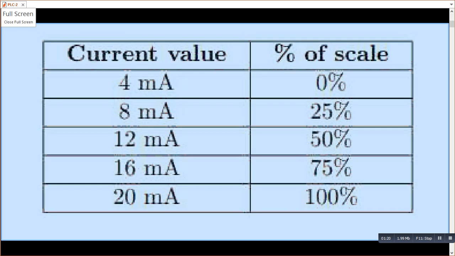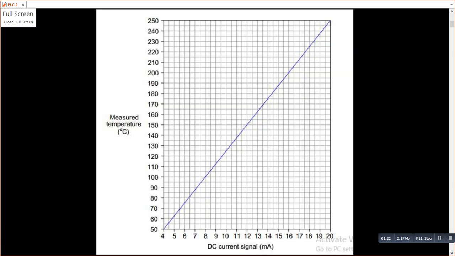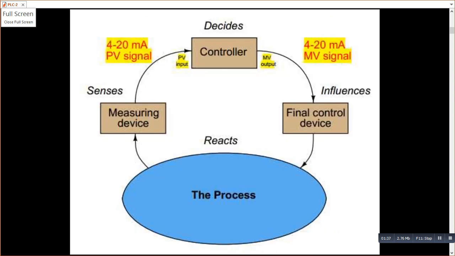So this is a graph. Suppose we want to measure the temperature where 4 milliampere corresponds to 50 degree C and 20 milliampere corresponds to 250 degree C. So this is how the calibration would be carried out. And this is how our control loop works.